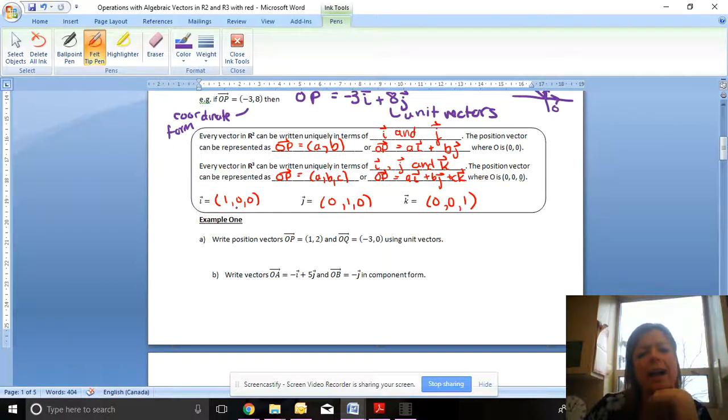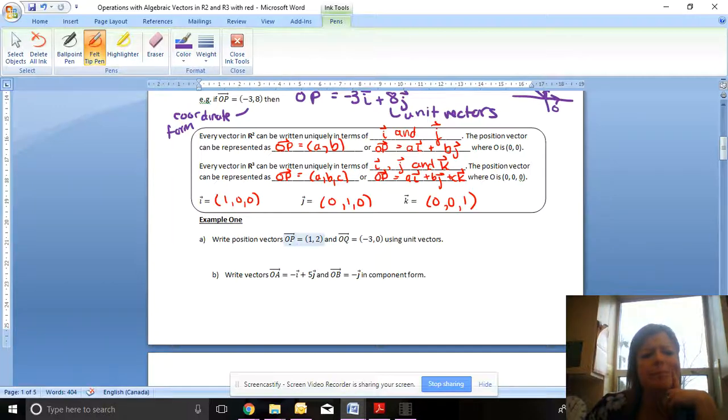Okay, so i, again, is 1 unit long on the x-axis, so it would terminate at (1, 0, 0). j is 1 unit length on the y-axis, so it would terminate at (0, 1, 0). And k is 1 unit long along the z-axis, so it would terminate at (0, 0, 1).